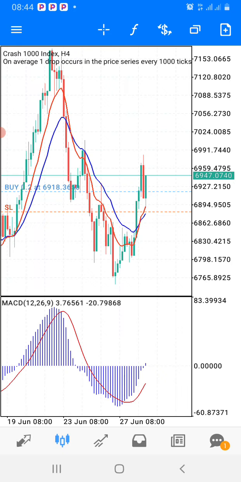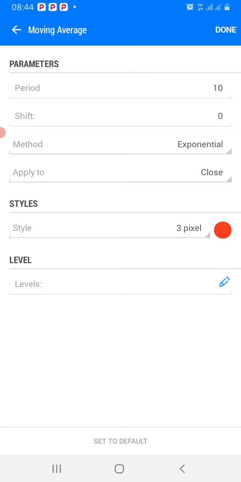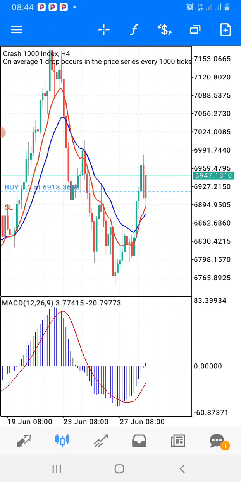Then the next indicator is another moving average. Make sure everything is on your main chart. The next indicator: period 10, shift 0, method exponential, apply to close, then style 3 pixel and make the color red. Then you click done.